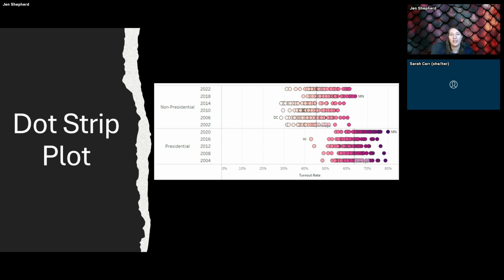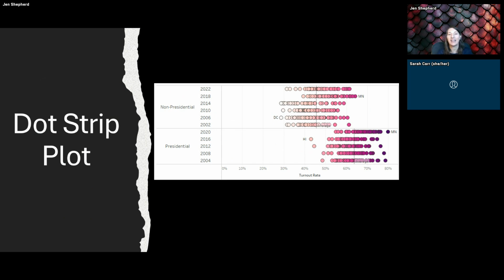You could certainly add a highlighter or a parameter or however you wanted to let people look up a particular state. I did go ahead and label the lowest values in each section. So you can see District of Columbia had the lowest non-presidential, Hawaii had the lowest presidential. Minnesota had the highest value for all the presidentials and even for the non-presidential.